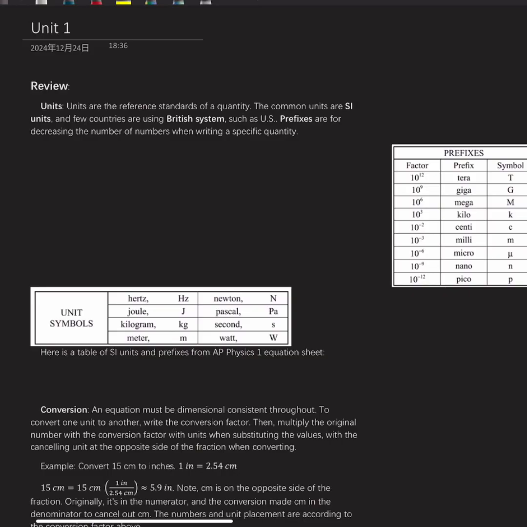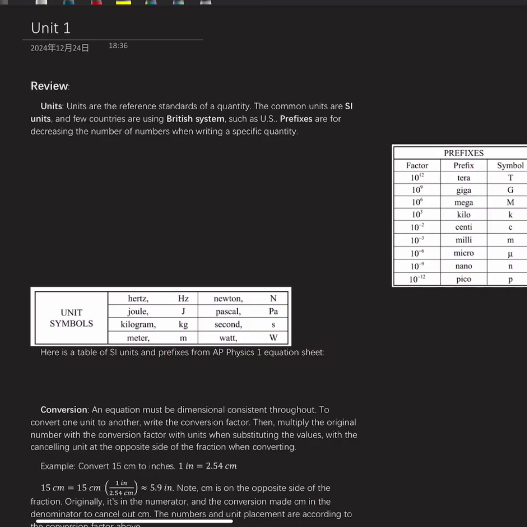So units are reference standards of a quantity. The common units are SI units, and some countries use the British system, such as the US. The prefixes are for decreasing the number of digits when writing a specific quantity. So basically, a unit tells us a number is how many times larger or smaller compared to a standard reference unit.